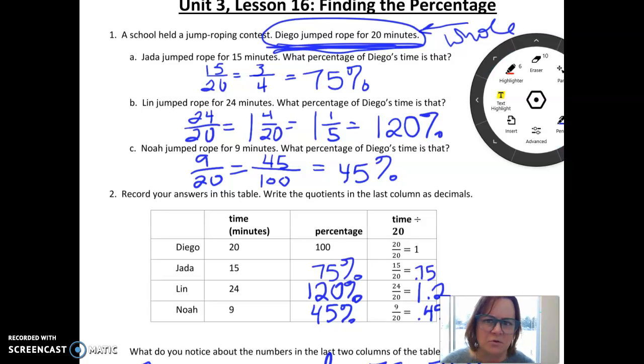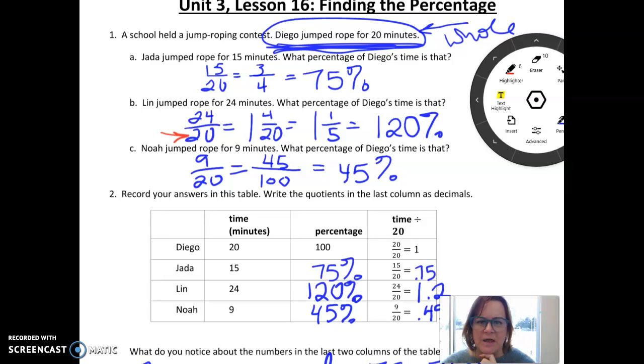Lynn jumped for 24 minutes. So she jumped 24 minutes, and our whole is still 20 minutes. It's still that 20 minutes from Diego. So you can see that she jumped more than he did, so it's going to be greater than 100%. 24/20ths is 1 4/20ths, which is 1 1/5, which is 120%.